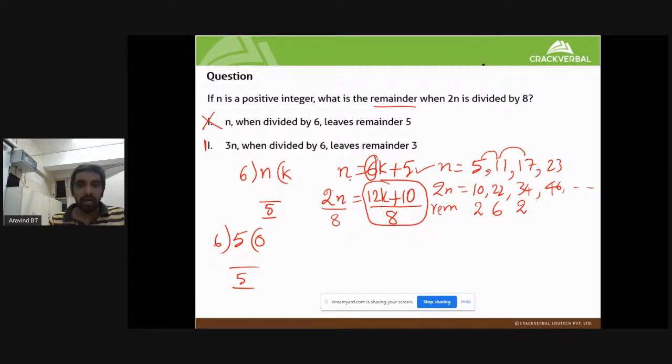So you saw how I used a combination of equations and a number list to arrive at the remainders. I did not depend only on the equation. If I had depended only on the equation, I would have arrived at this stage, and then I would have had to break my head about what to do further.